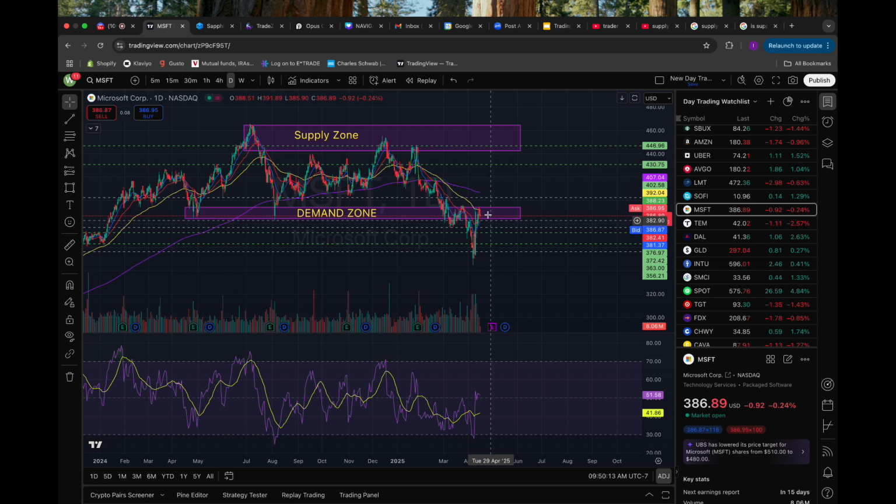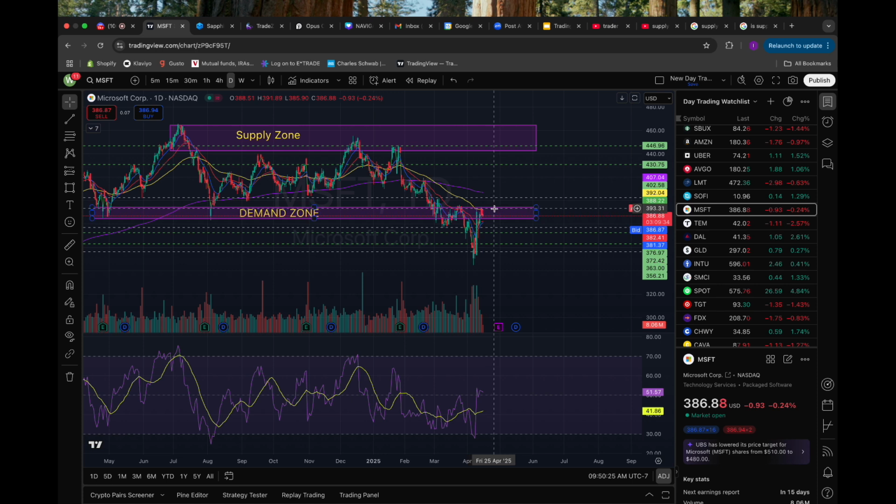So right now with Microsoft, we're sitting inside of this demand zone right here, right? So if we can get above, let's just say 394.86 and break out of this demand zone, we could even say 395.24. If we can get above here, then we could start seeing Microsoft starting to go to the upside. But also we would have to get above this 200 EMA right here, and then we could really see it going to the upside, right?